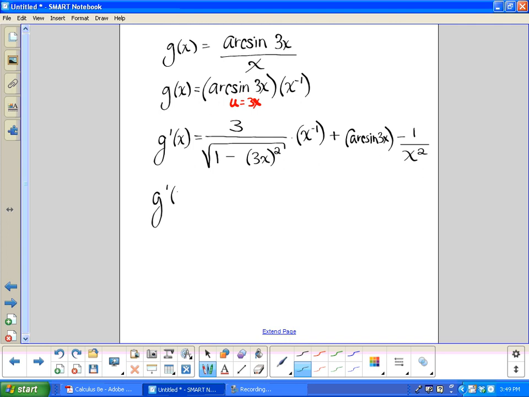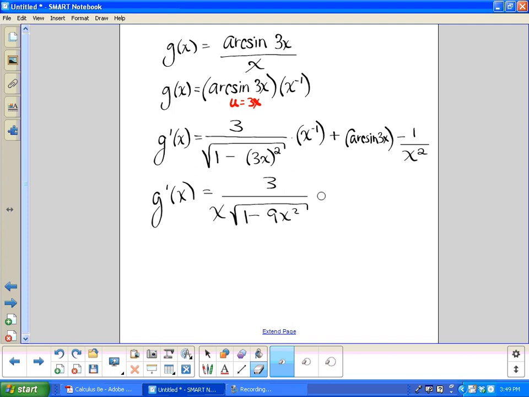So I'll take the two fractions and combine them separately. So I get g prime of x is equal to 3 over, the x to the negative 1 is just 1 over x, so I'm going to put an x down here. And then this will become the square root of 1 minus 9x squared. I just distribute the power. Plus, or let's actually do minus because there's that negative sign there. Minus the arc sine of 3x divided by x squared. So I had a little practice using the product rule, and I got some practice with arc sine, so that's good practice.